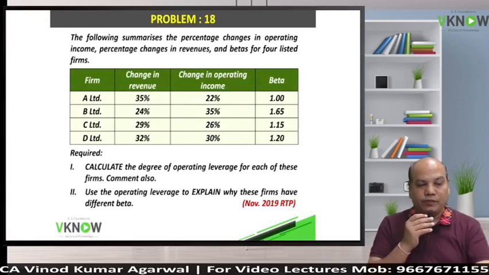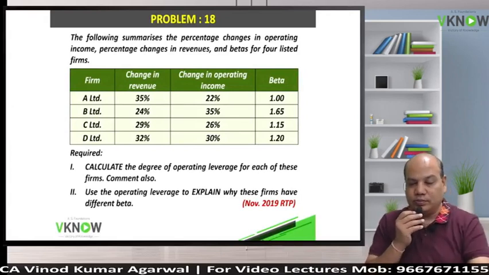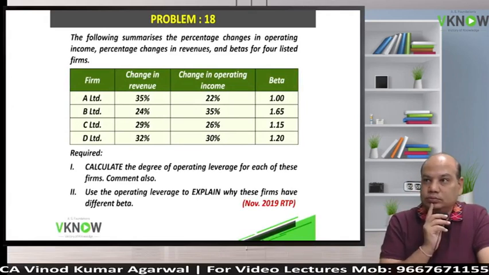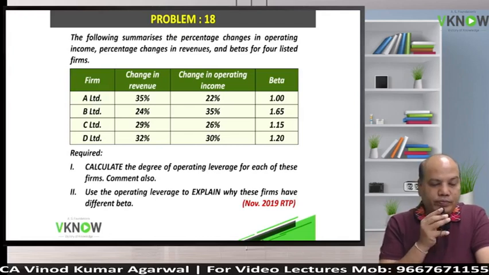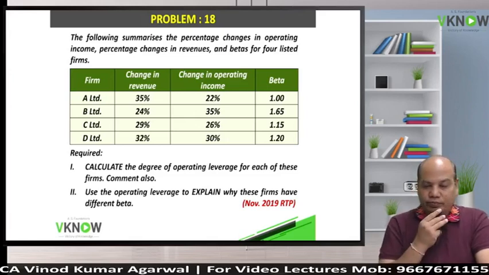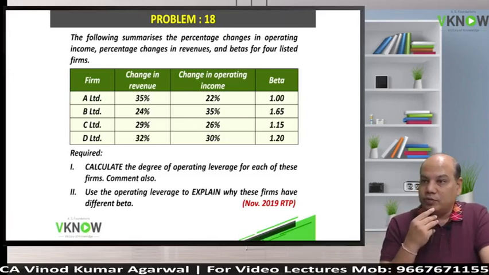Now one more different type of question they have asked in the exam, and that is question number 18. This question, write down in bracket past exam question also. It was seen in November 2019 RTP, but this question has been asked in earlier exams also, and they are going to repeat it again. Question is again different from the previous problems that we have solved.